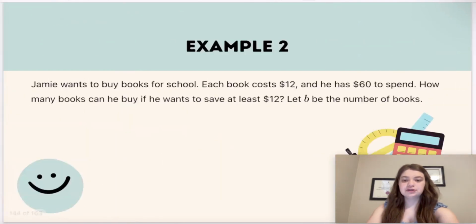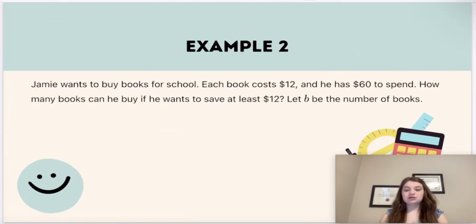Jamie wants to buy books for school. Each book costs $12 and he has $60 to spend. How many books can he buy if he wants to save at least $12? Let B be the number of books. So for this one, we know that each book costs $12, so 12B is going to be the total amount that he would spend on books.